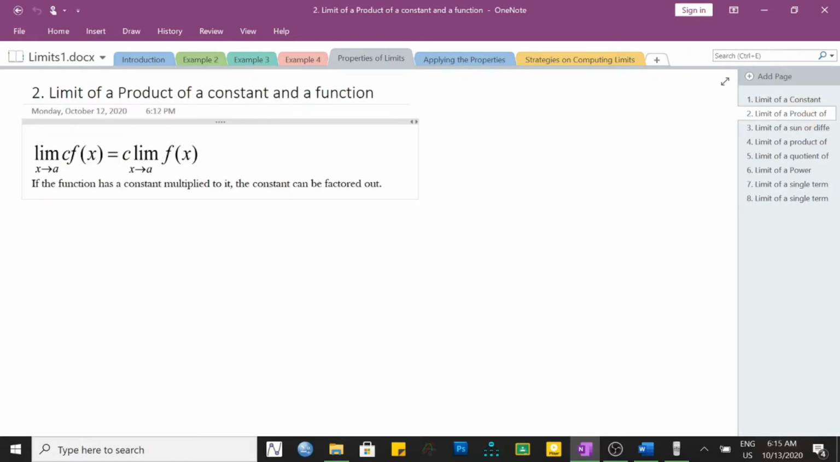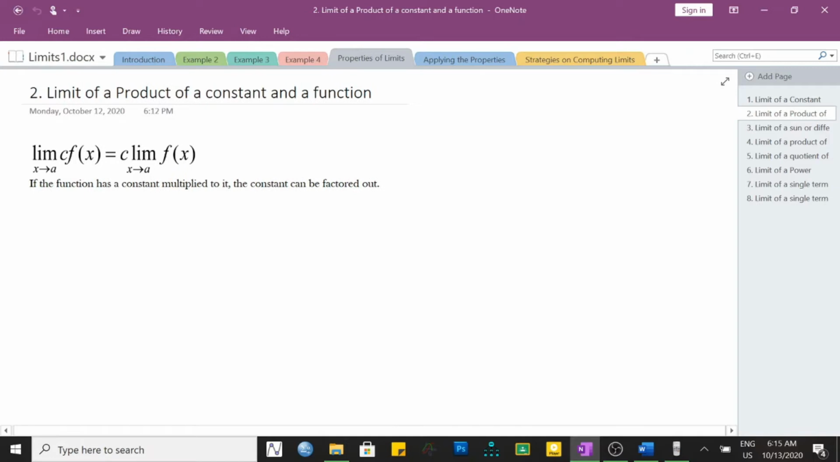The second property, if we are evaluating the limit of a function, but the function f of x is multiplied to a constant, what we can do is factor out the constant and just compute the limit of the function. We see here that in our original limit, c is part of the function. If we factor it out, put it outside, they are equal.